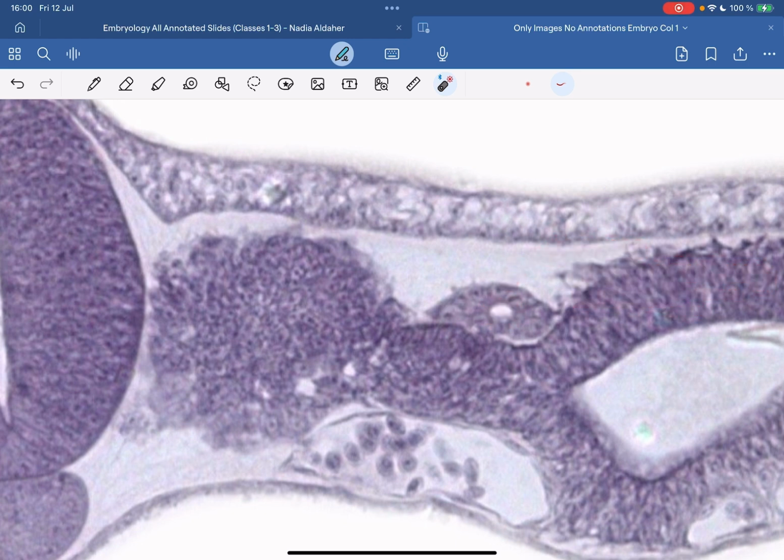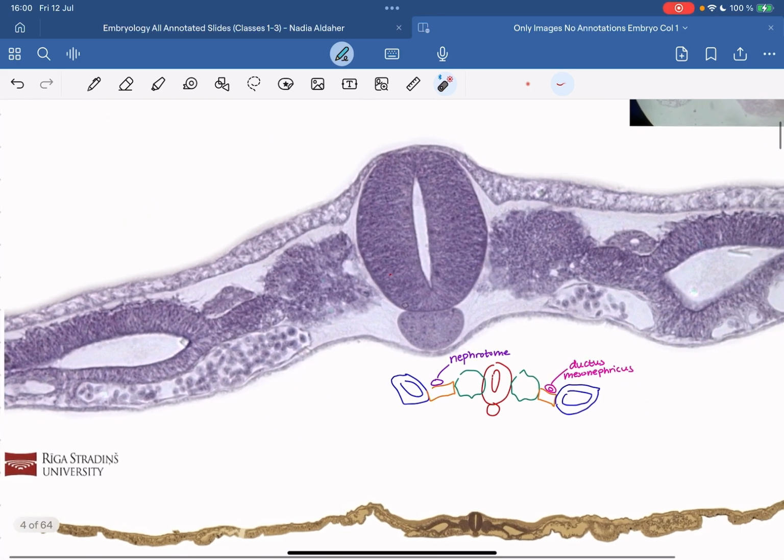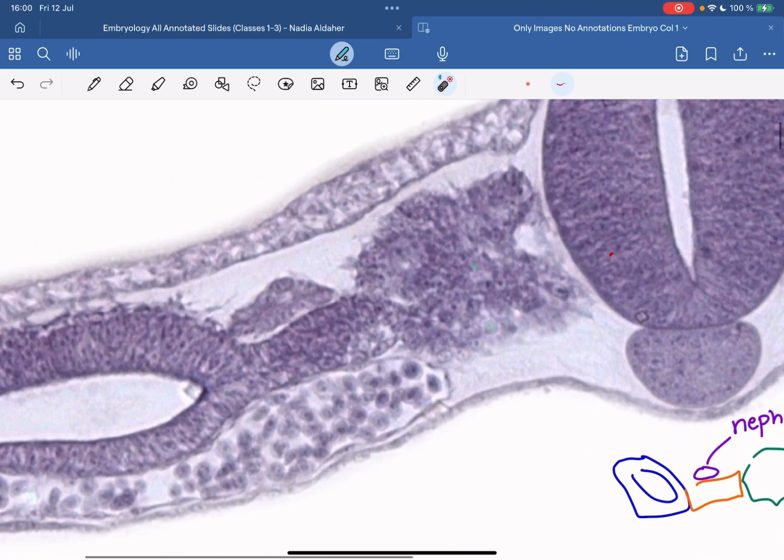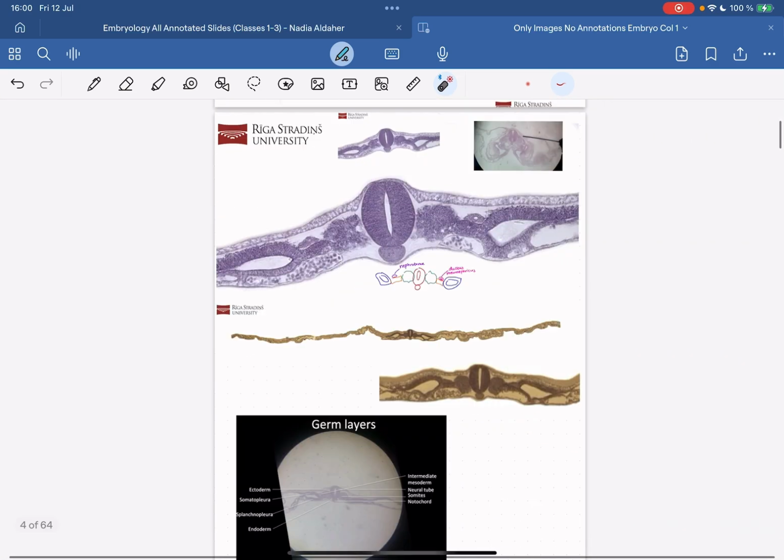If it doesn't have an opening in the middle and it's completely homogeneous like this, it's closed, it's instead called the nephrotome. So again, it has a completely different name depending on if it has an opening in the middle, making it out to be a ductus mesonephricis, or completely closed, becoming the nephrotome. Here, it kind of has an opening in the middle, so this would be the ductus mesonephricis.